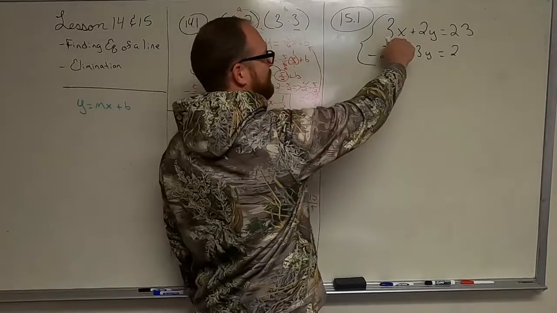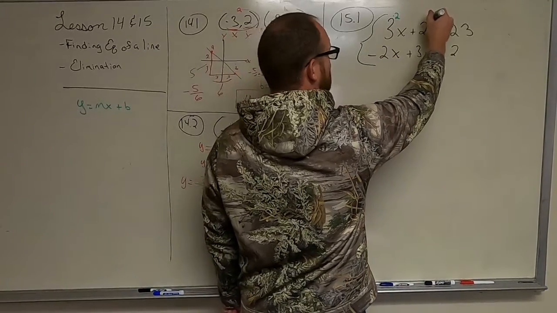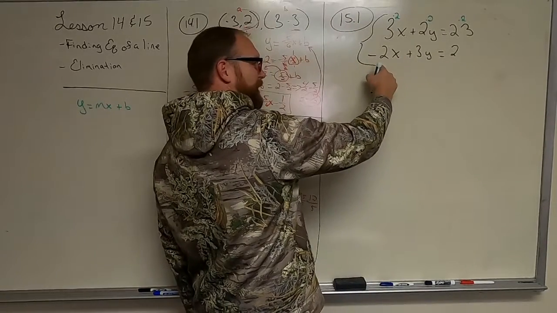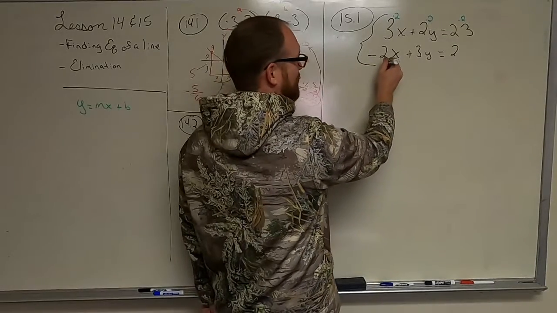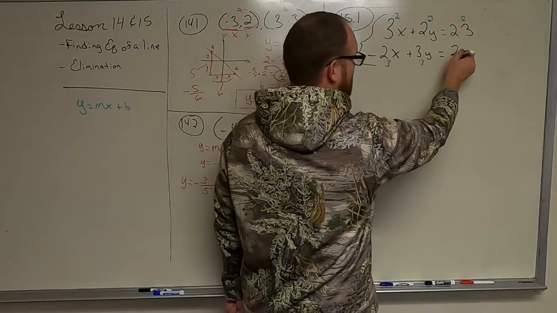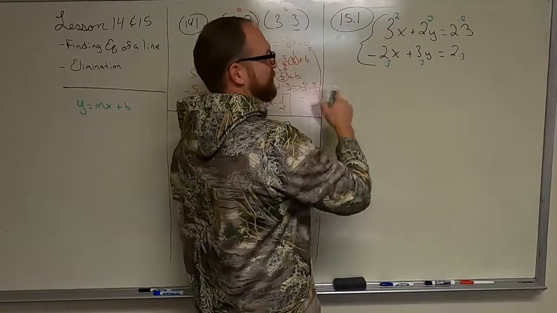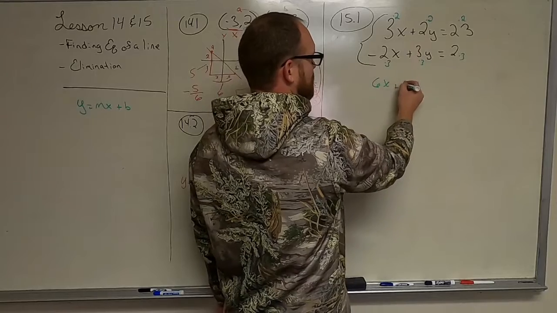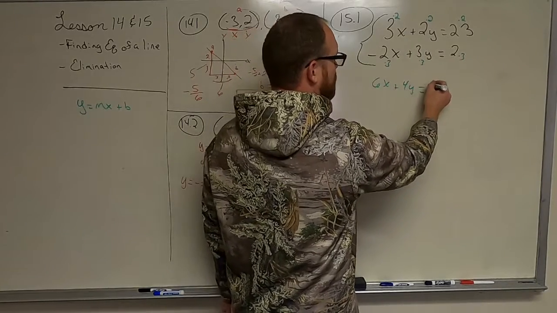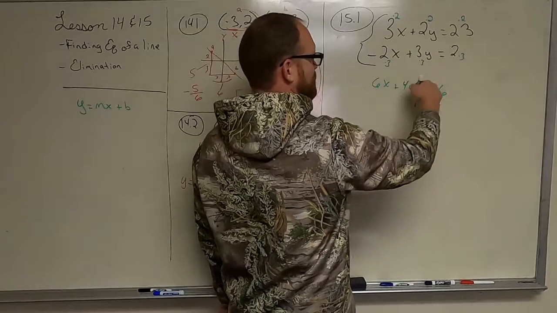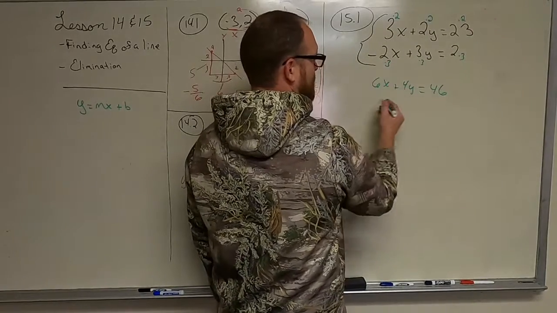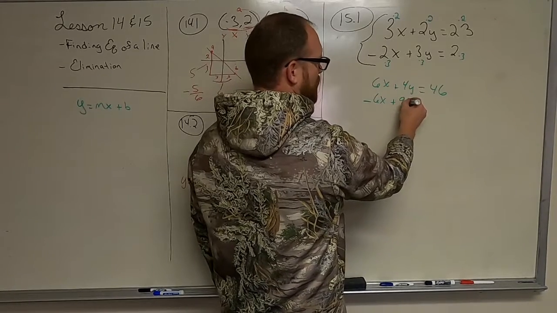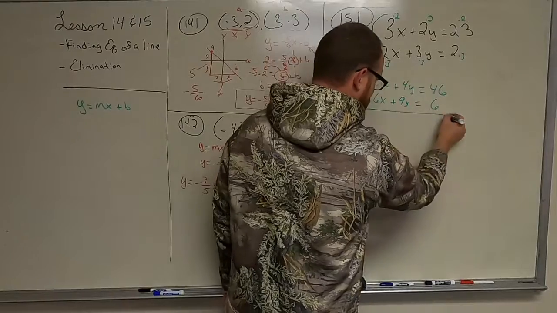All right, so how do I get to 6 from 3? Well, I got to multiply it by 2. So that means this has to be multiplied by 2, and this has to be multiplied by 2. Then I go down here. How do I get that 2 to a 6? Well, multiply by 3, this by 3, and this by 3. So what I end up with, I'm going to rewrite both equations now. I get 6x, because it's 3 times 2x, plus 4y equals 46. All of these were just multiplied by 2 to get my answers here. Then on the next equation is minus 6x plus 9y equals 6.